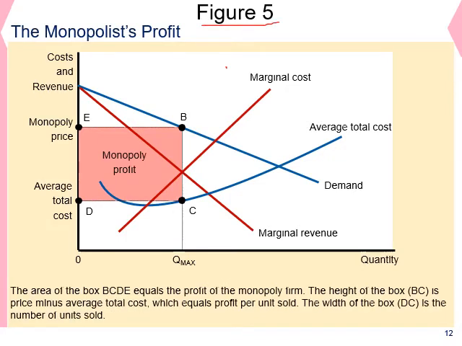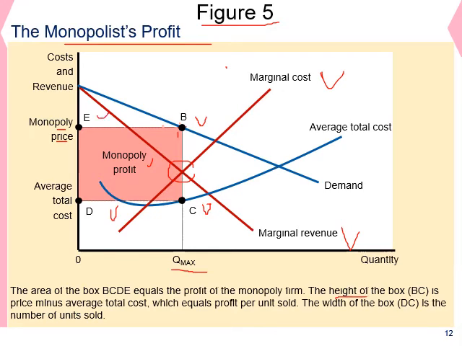Figure 5 deals with the monopoly profit. A monopoly will maximize profit when marginal revenue equals marginal cost. This will happen here. You go down to find the quantity which will maximize the monopoly profit. You go up at point B to the demand curve to find the price the monopoly will charge. The profit will be this area, which is area B, C, D, and E. So that's the monopoly profit.